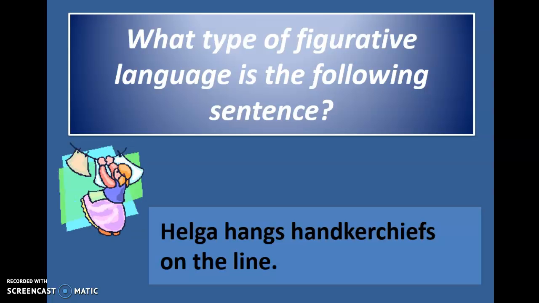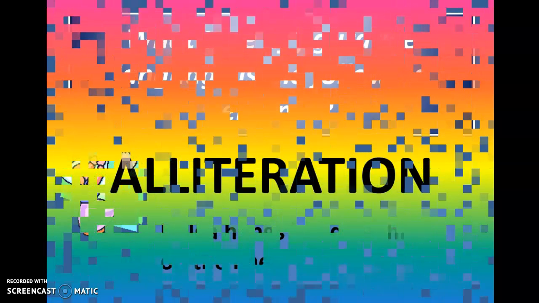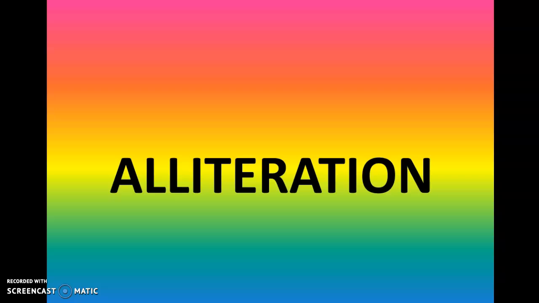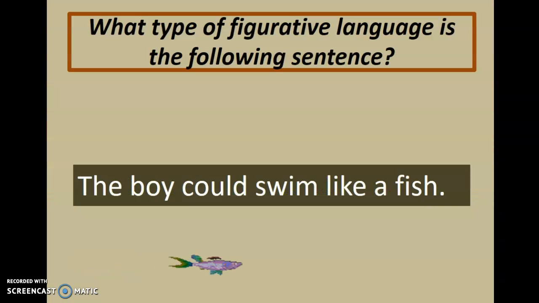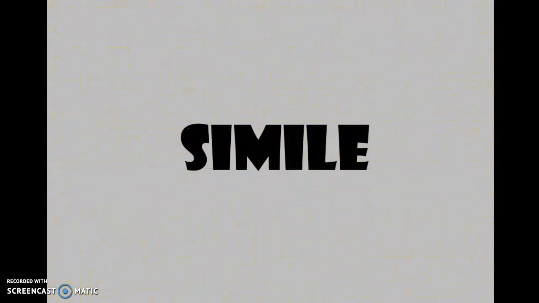Next, what type of figurative language is this sentence? Helga hangs handkerchiefs on the line. The answer is alliteration. Next, what type of figurative language is the following sentence? The boy can swim like a fish. Like a fish. The answer is a simile. We're comparing two things using like. The two things they're comparing is the boy and the fish.